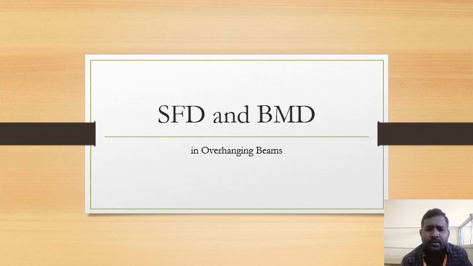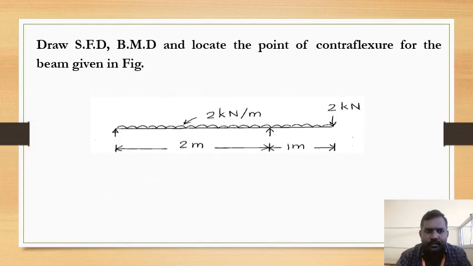So we can get into the problem. This is the problem we are going to solve today. Draw the shear force diagram and bending moment diagram and locate the point of contraflexure for the beam given in the figure. Already we have seen how to evaluate the shear force and bending moments in the simply supported beam. In the same procedure we are going to follow, and additionally we have discussed the point of contraflexure.